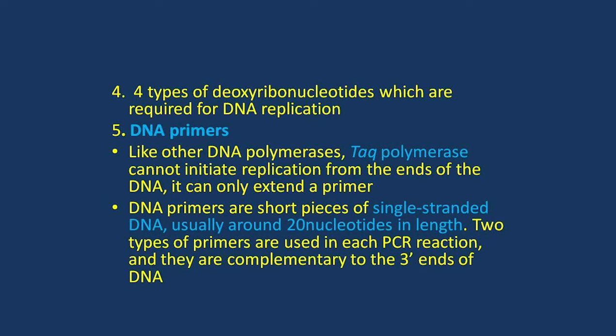We need DNA primers. These primers are single-stranded DNA, around 20 nitrogen bases long, which are complementary to the 3' ends of the DNA. We use primers because Taq polymerase cannot initiate replication from the ends of the DNA. It can only extend a primer. We need 2 primers because the 2 strands of DNA go in opposite directions. One is 3' to 5', the other is 5' to 3'.